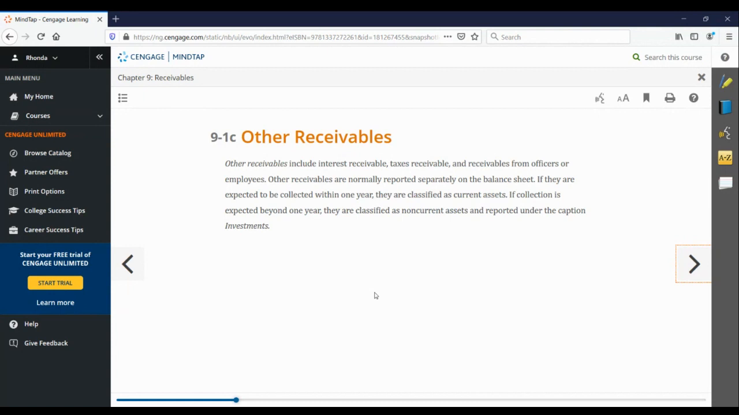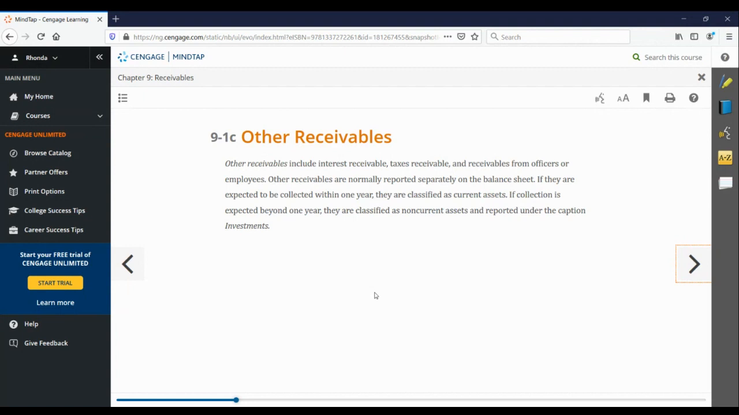So what you're going to find out is that our balance sheet not only includes current assets and plant assets, but there's going to be a new category called investments. And this is where we're going to record our notes receivable. If they are longer than a year, they will go in the investment section.